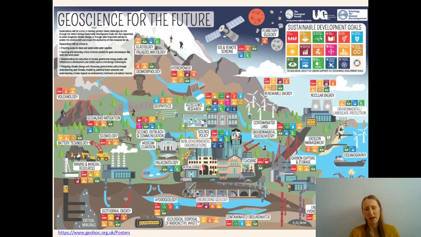So this is just a poster that was developed by the Geological Society of London, and it generally just shows you all of the different things that geoscience is used for. You can get the PDF, the link is at the bottom there, and it will give you a much clearer image, I think. But it shows you all the different things in which geoscience is used.